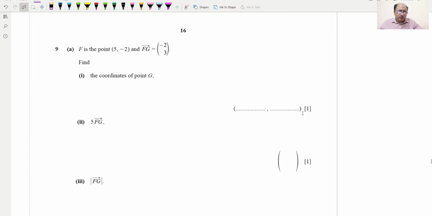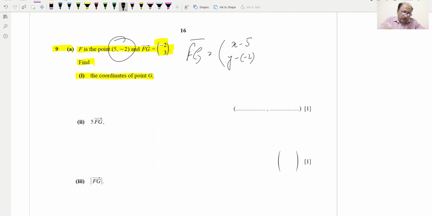Now question number 9. Part a: F is the point, and FG is the column vector. Find the coordinates of G. We can find FG vector as G minus F. We don't have G, so we can take G as (x, y), so it will be x minus 5 and y minus minus 2. We are using F, and this will be equal to FG, which is given as (-2, 3).